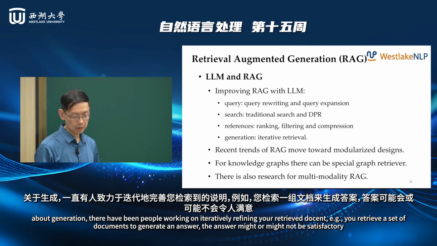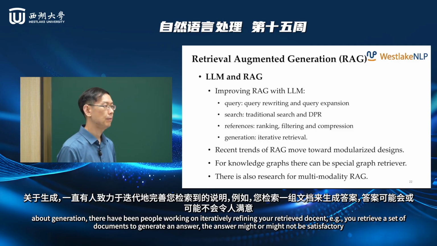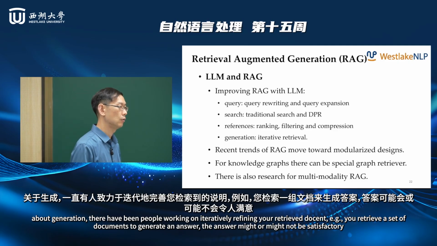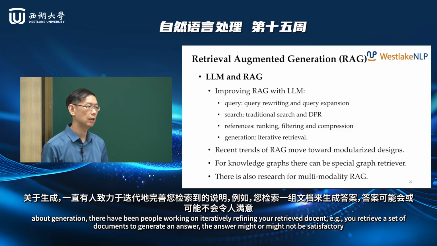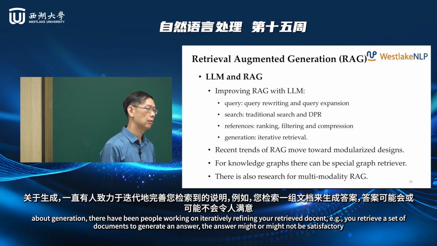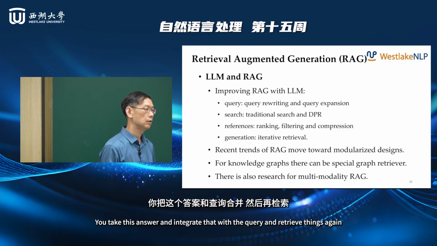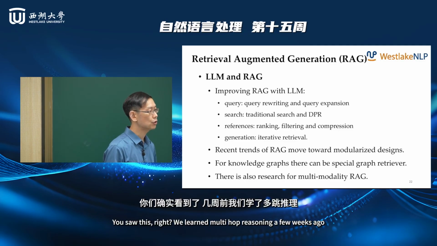All right, about generation. There have been people working on iteratively refining your retrieved documents. For example, you retrieve a set of documents, you generate an answer. The answer might or might not be satisfactory. You take this answer and integrate that with the query and retrieve things again. You actually saw this, right? We learned multi-hop reasoning a few weeks ago.